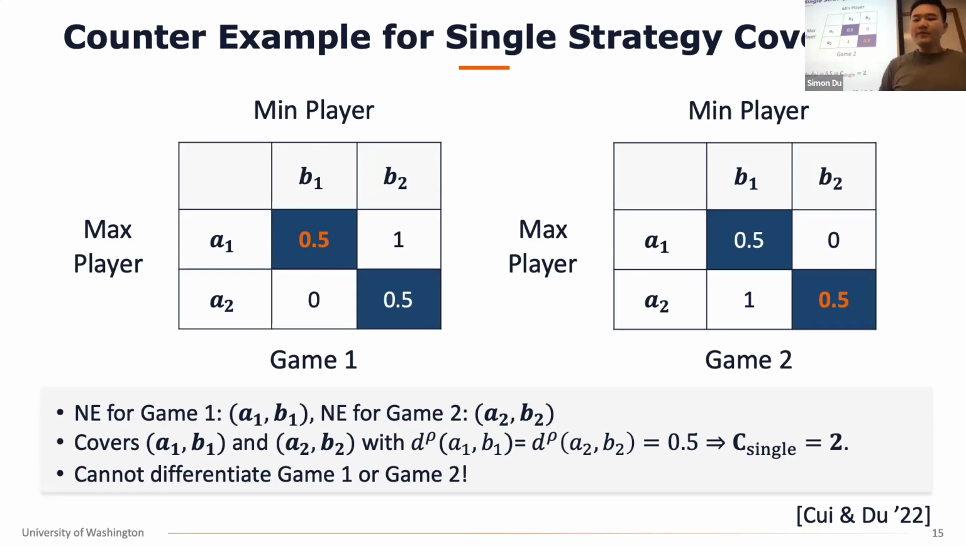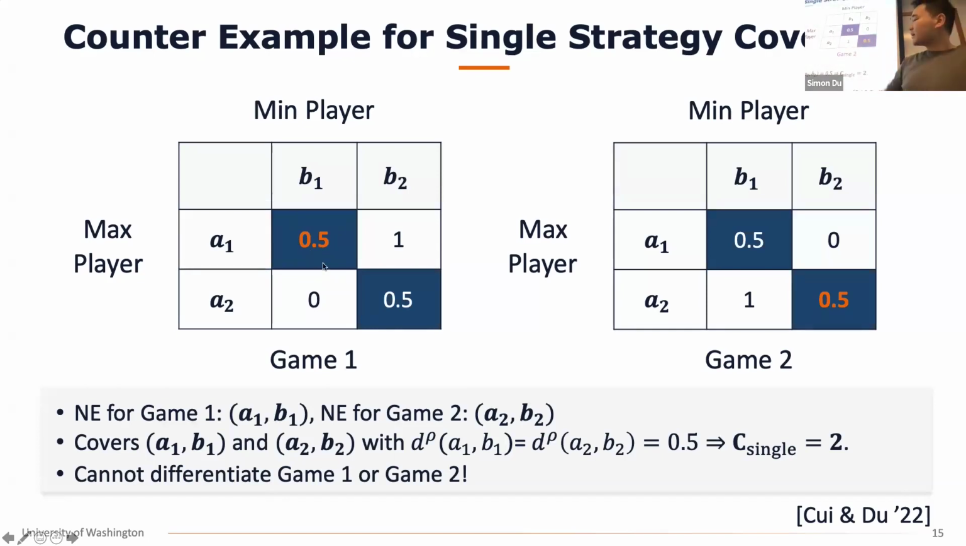If you look at these 2 games, you can see that the Nash equilibrium for game 1 is just A1, B1. So it's actually a pure strategy for both players. The reason is that the max player tries to maximize reward, so there's no incentive for the max player to choose A2 if the min player chooses B1.